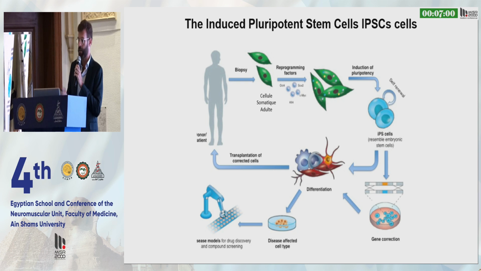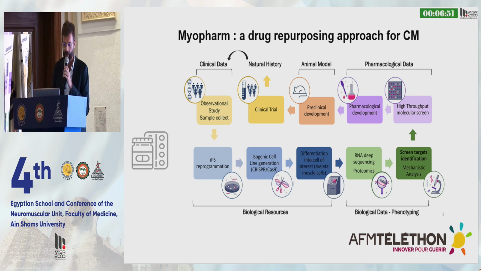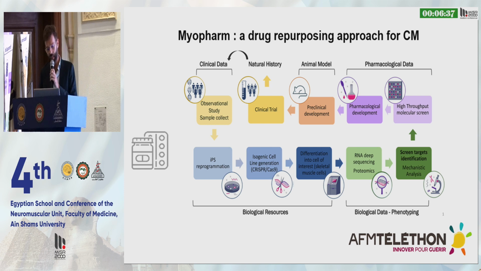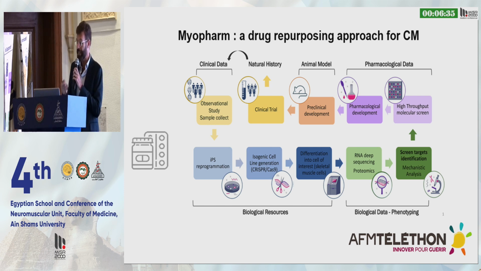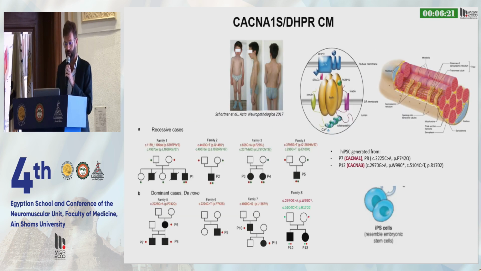In our lab, we have this technology. We can differentiate the cells into skeletal muscle. And we got funding for this MyoPharm project. So we have the patient. We will do iPS reprogramming. We will phenotype and characterize the cells. I will show you an example. And then we will do screening analysis with high throughput molecular screening of drugs that have already been approved, so they could be repositioned in order to modify the readouts that we have identified.